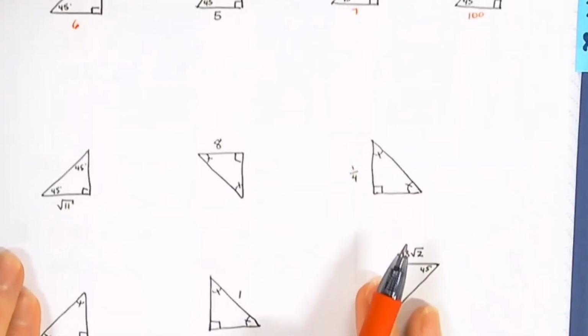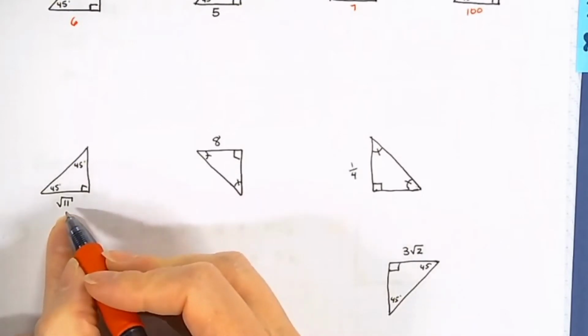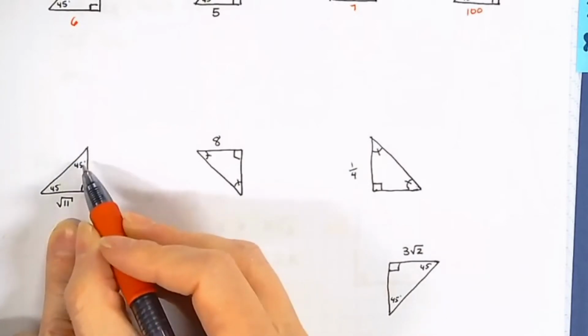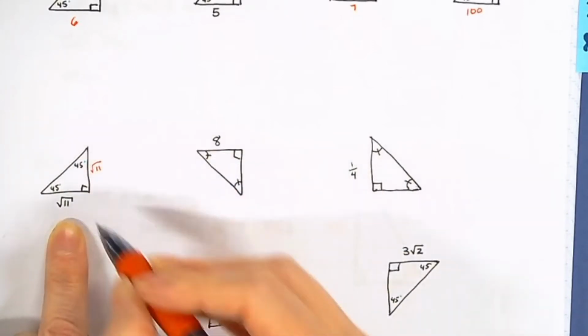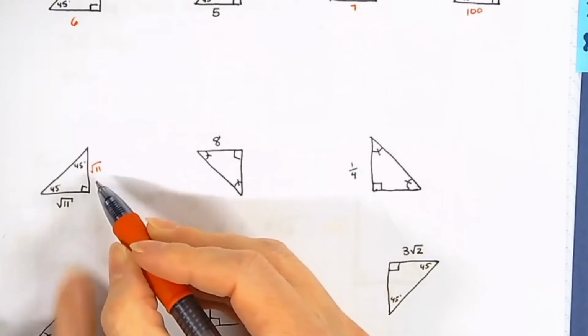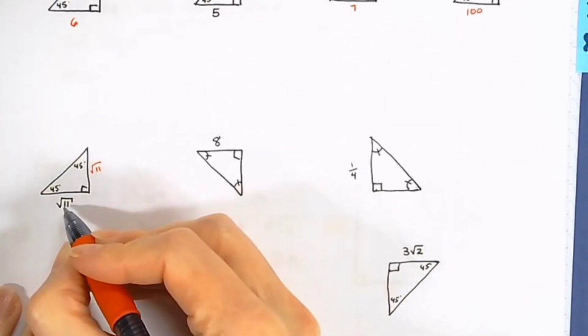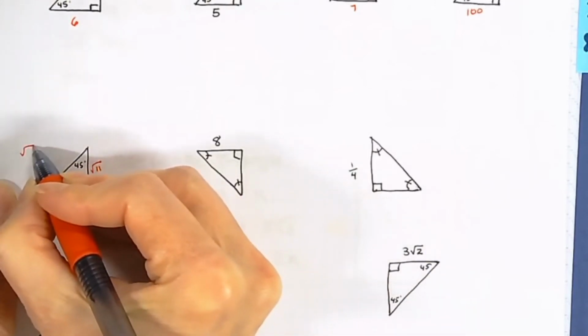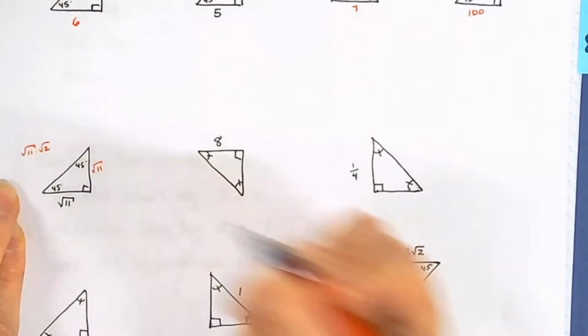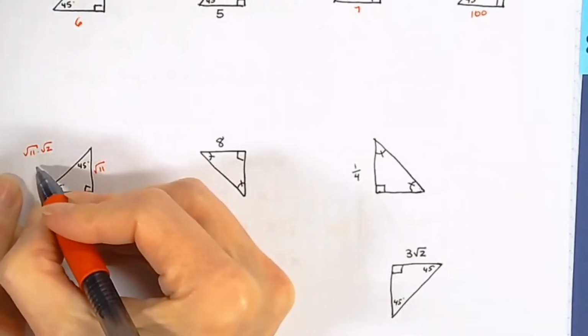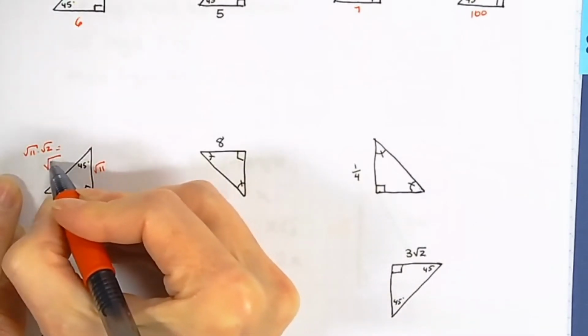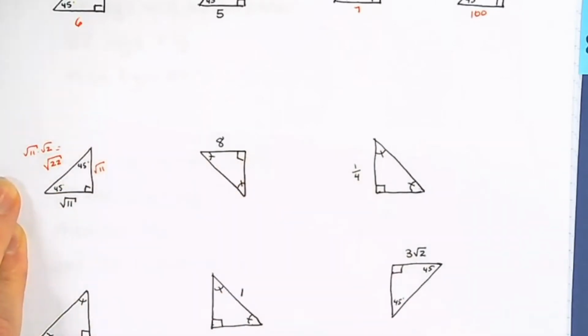Now, what if my leg is an ugly square root, an irrational number? Doesn't matter. The legs are still the same in a 45-45-90, so this other leg is still the square root of 11, the same as the other leg. They're both the same. My hypotenuse is still going to be leg times root 2, so it's going to be the square root of 11 times the square root of 2. But since they're both irrational numbers, we can perform the operation on them, and that will equal the square root of 22, to simplify it.